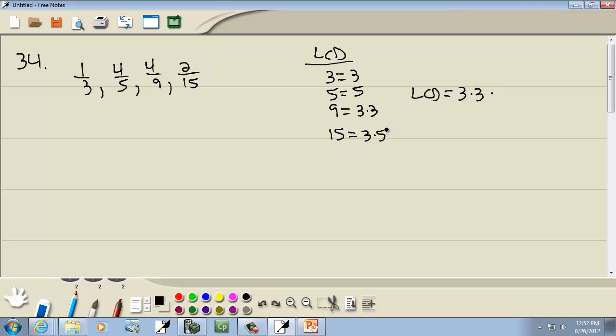Then I go to my next prime, 5. None here, one here, none here, one here. So the greatest number of 5's on any single line is 1. 3 times 3 is 9, times 5 is 45. And we're going to rewrite each one of these with that new denominator.